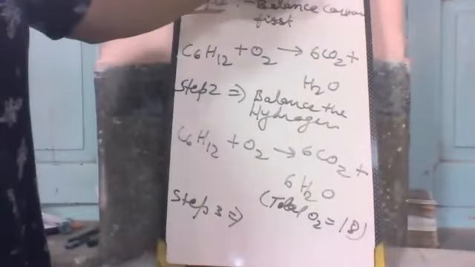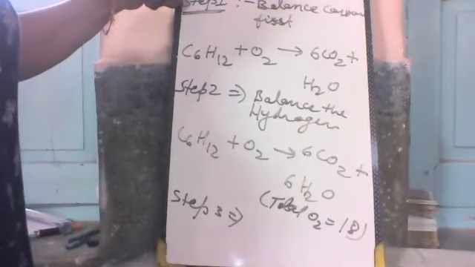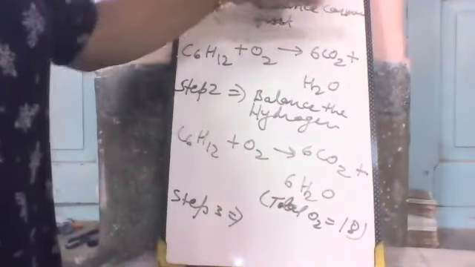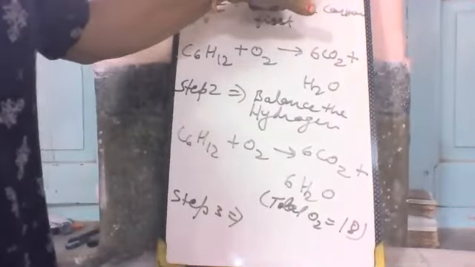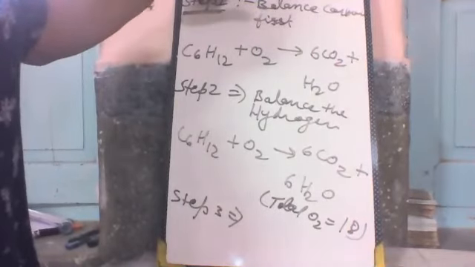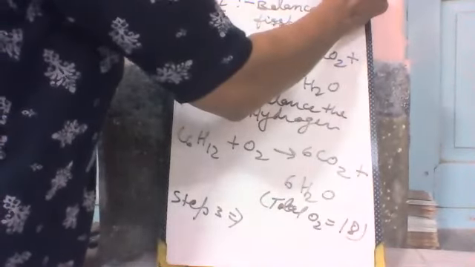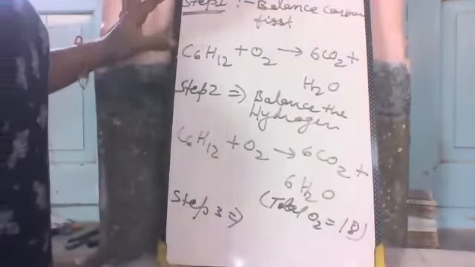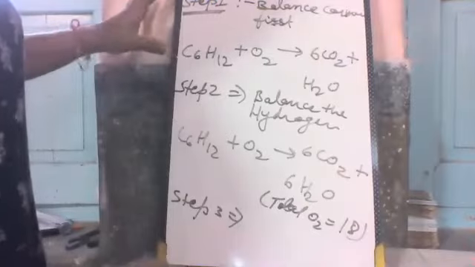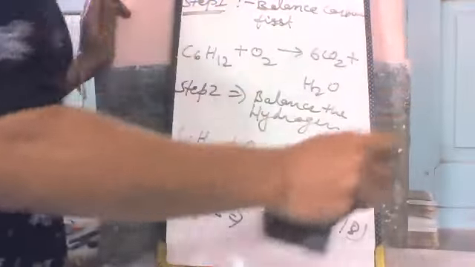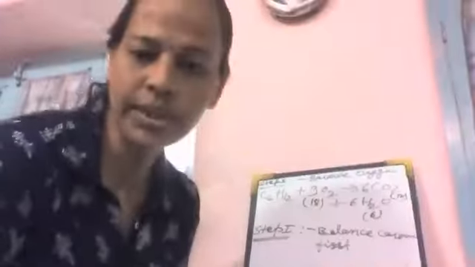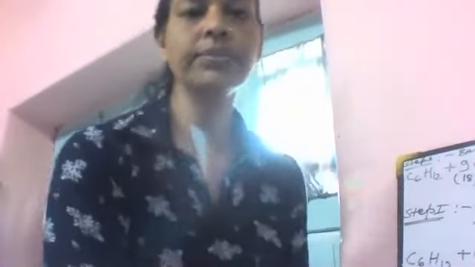Now it is balanced. The number of carbon atoms is 6 and 6. The number of hydrogen is 12 and 12. The number of oxygen is 18: 9 twos are 18. And the number of oxygen is 18 here. How there? It is 12 here and 6 here. Total is 18. In this way, the equation is balanced. This is the way in which we can balance the equation.